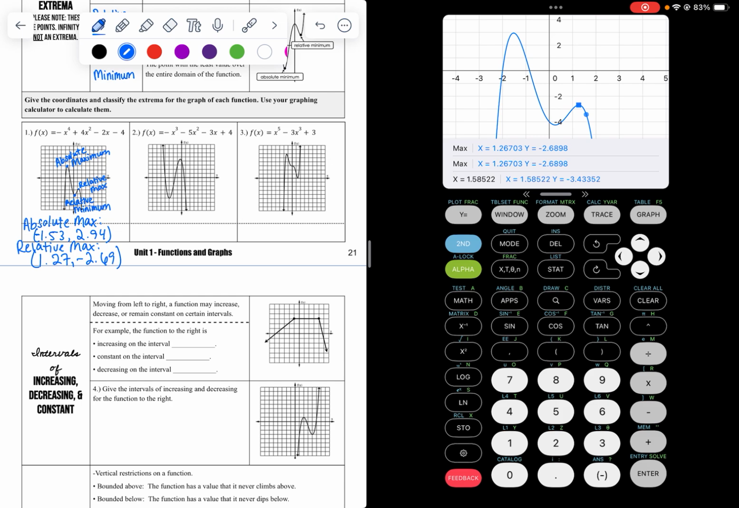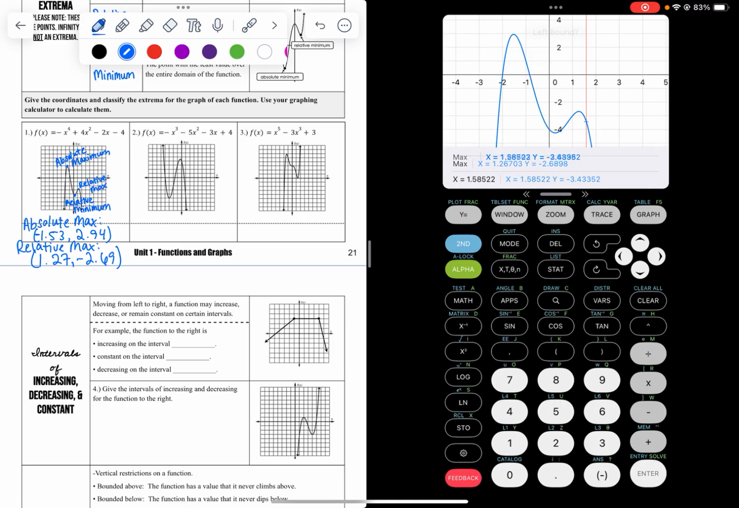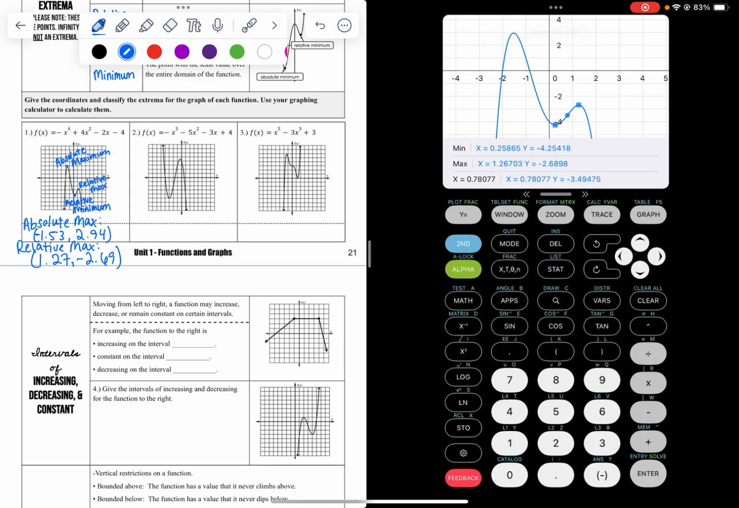Now we can find the relative or local minimum. So again, second trace to bring up that calculate menu. This time we're looking for a minimum value, so we're choosing option 3. Again, we need a left bound, right bound. So we move our cursor just to the left of that minimum value. Move it over to the right. Aim for it on the calculator, move it close to it, hit enter for the guess. And we see that the minimum occurs at 0.26 rounded to 2 decimal places and negative 4.25.